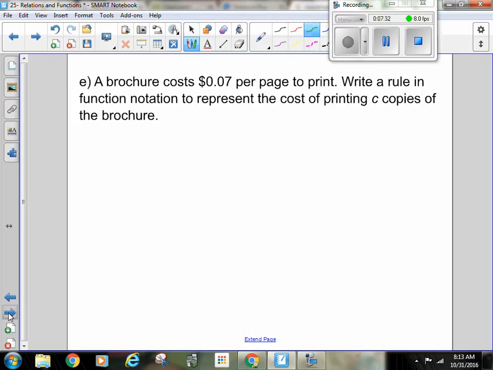All right. Brochure costs 7 cents per page to print. Write a rule in function notation to represent the cost of printing C copies of the brochure. Function notation is when we say f of whatever our variable is. And so that's C in this case. So we could say f of C, and that's the same thing as saying y equals. Okay, 7 cents per page. Okay, so 0.7 per page.